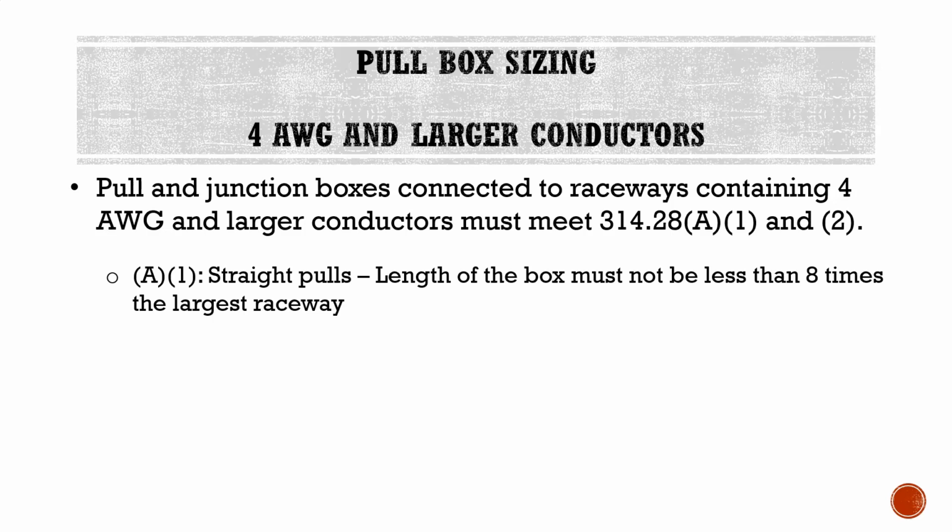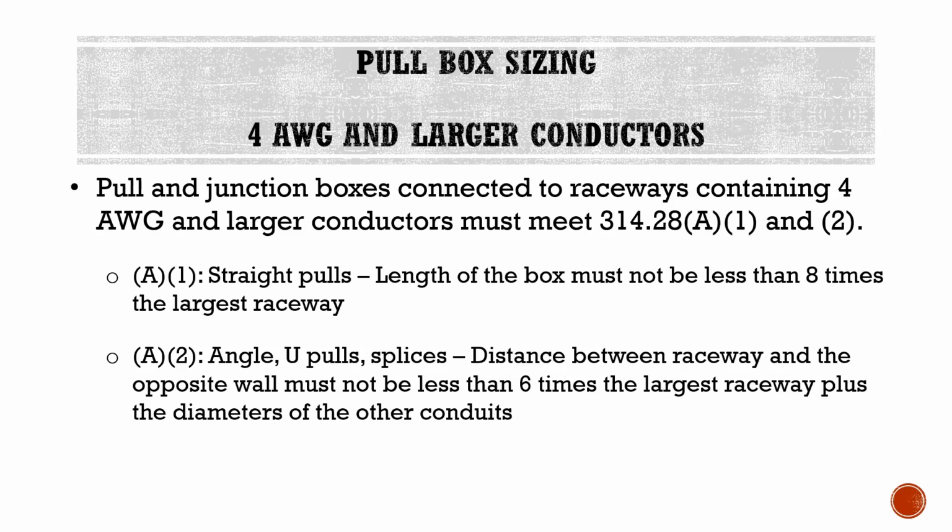So (A)(1) covers straight pulls. For straight pulls, the length of the box must not be less than 8 times the largest raceway. So if we're using a box to pull a conductor straight through the box, whatever the size of the raceways are in that straight pull, the bigger of the two, we have to multiply that by 8, and that's going to be the dimension of that box.